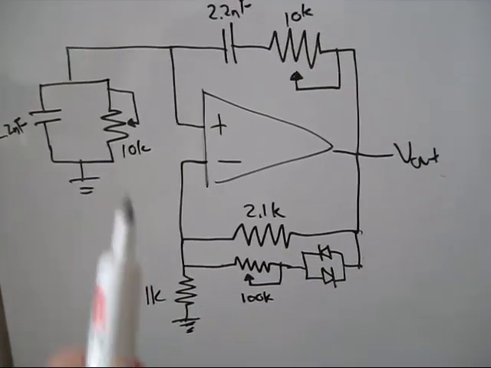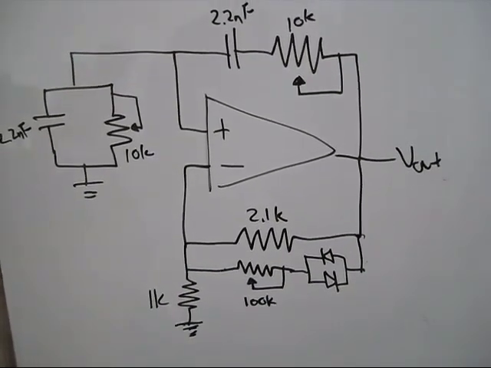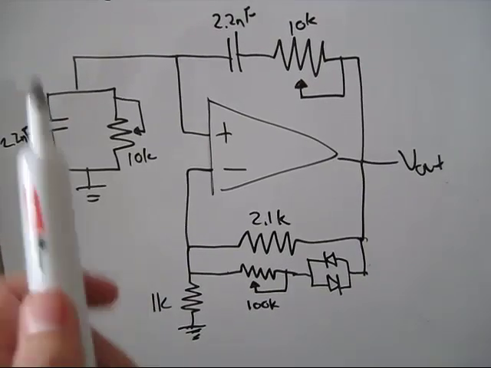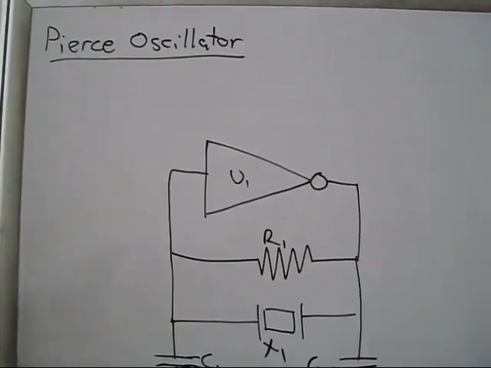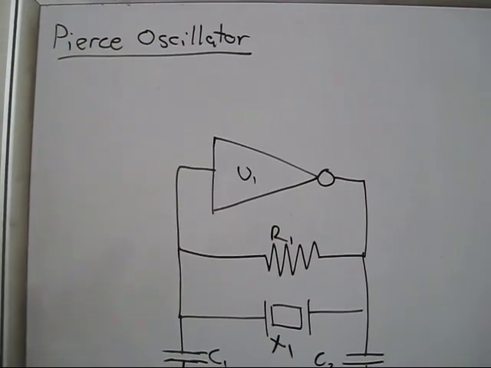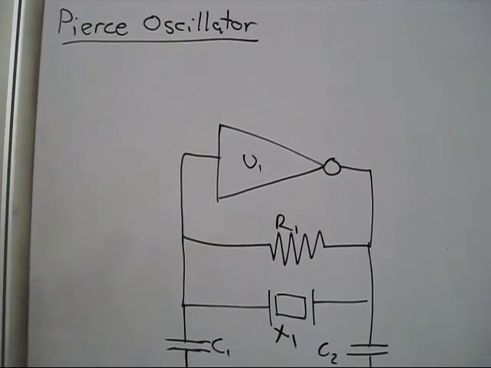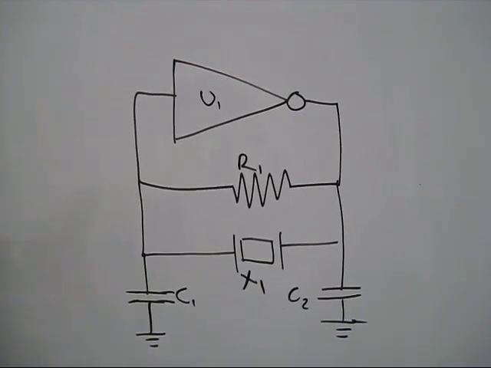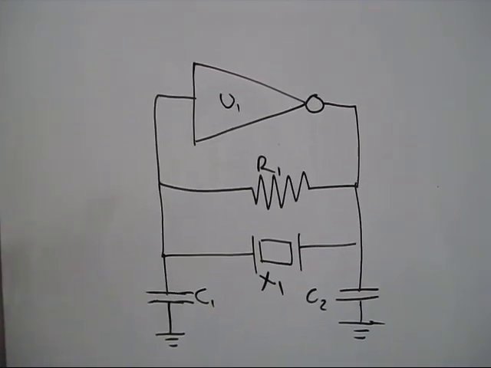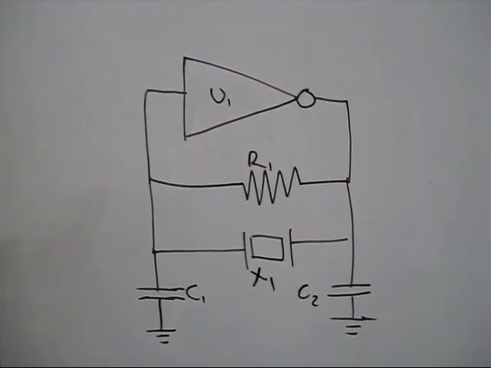But first, let's take a look at the Pierce oscillator and why that is actually more exciting in some ways than this one. Here we've got the Pierce oscillator, named after its inventor, George Pierce, and this is the circuit that is used by virtually all digital IC clock oscillators. They're basically all Pierce types.